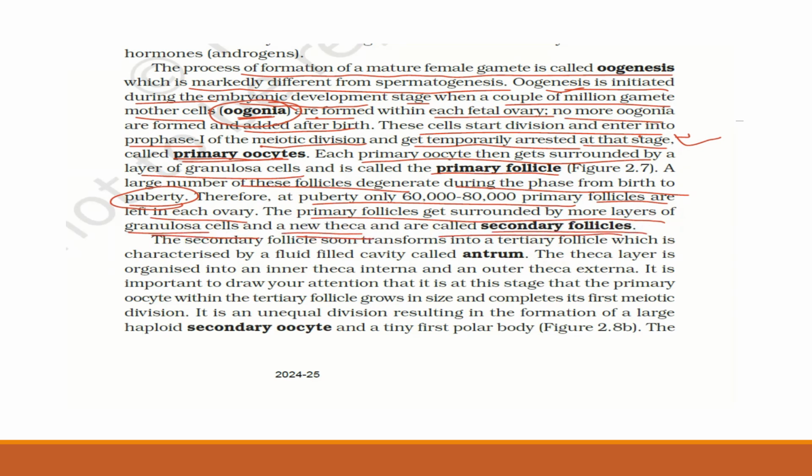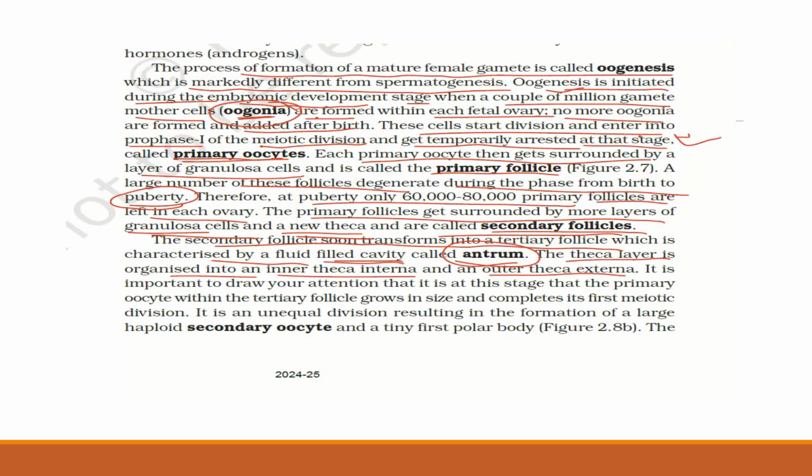As we have spoken in the previous slide, then comes the antral phase, where the secondary follicle is transformed into a tertiary follicle, which is characterized by a fluid-filled cavity. We already know from the diagram in the previous slide what the antrum is. The secondary follicle matures into a tertiary follicle with a fluid-filled cavity called the antrum. The theca layer is organized into an inner theca interna layer and an outer theca externa layer. So theca has two parts.